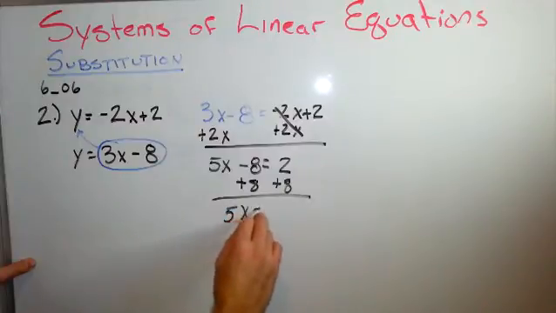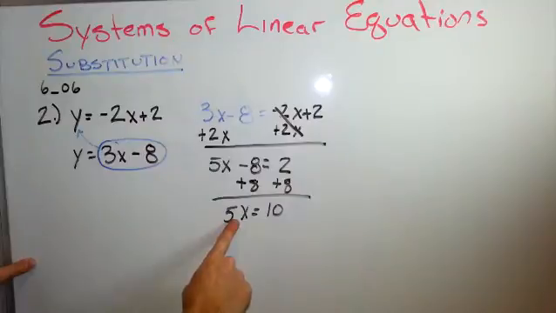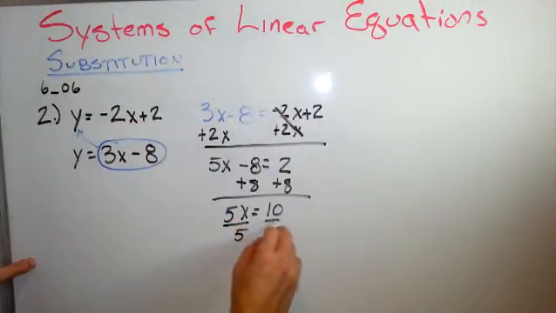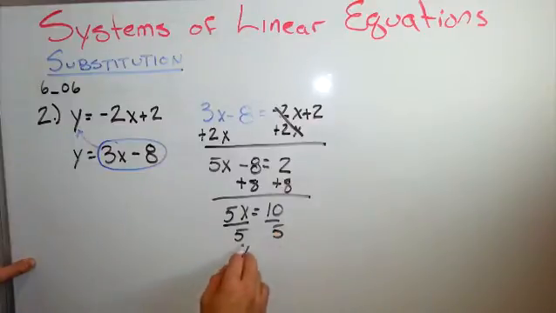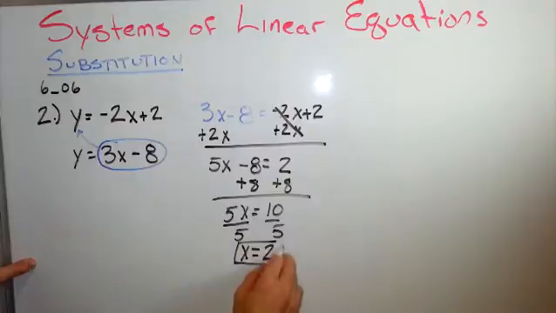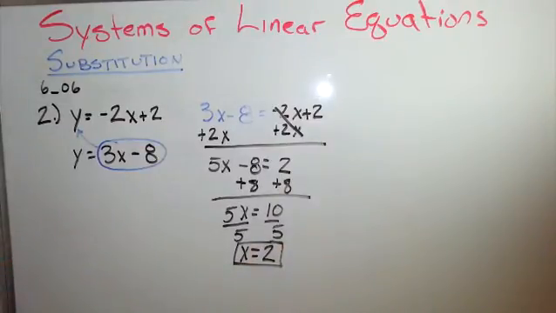5x equals 10. Last but not least, 5 times x. The opposite of multiply is divide. Both sides by 5 in this case. X is 2. So the x value that makes both of these equations work is 2.